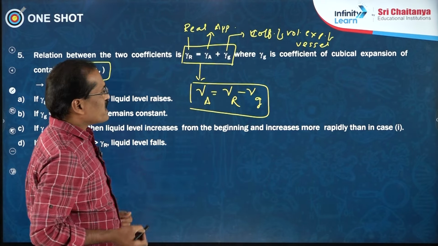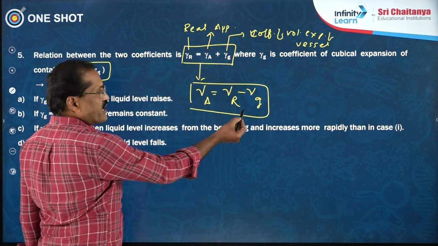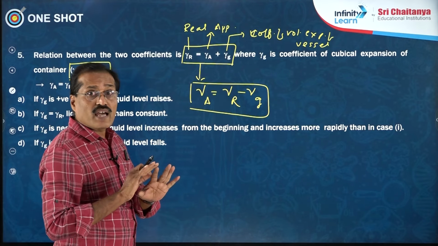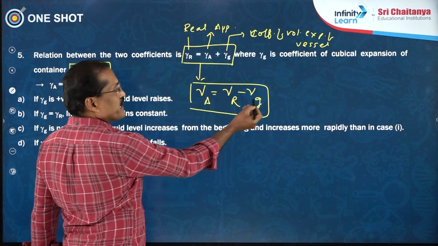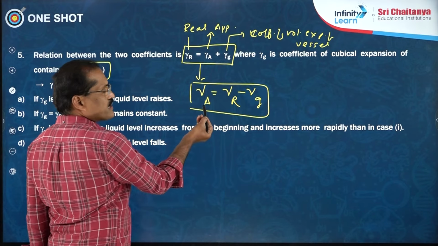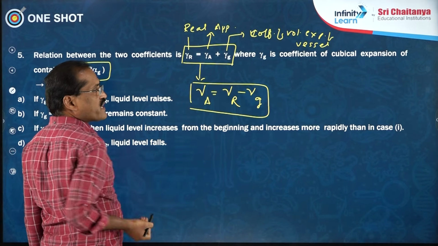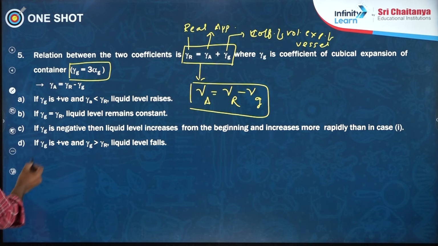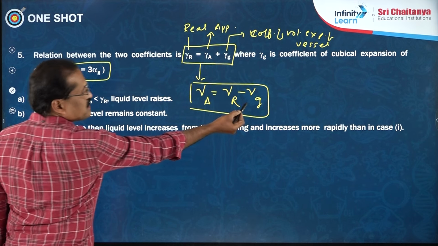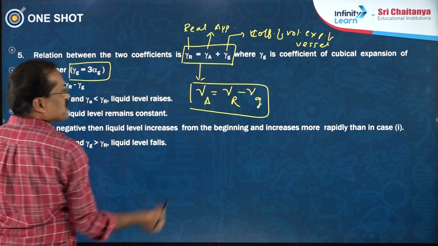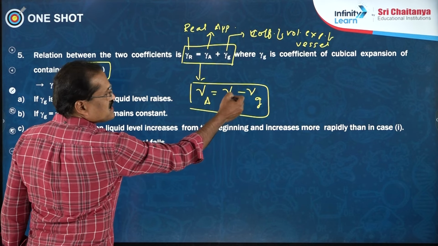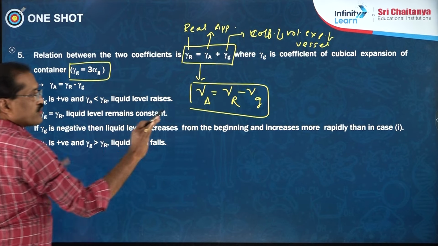Now, here you can mathematically observe that if you choose a material which does not have any expansion property, let us take gamma g equal to 0. In that case, the observed expansion is equal to the real expansion, that is it. Okay. Now, I gave some points here. If gamma g is positive, gamma a is less than gamma r. If gamma g is equal to gamma r, these two get cancelled, so there is no observed expansion.